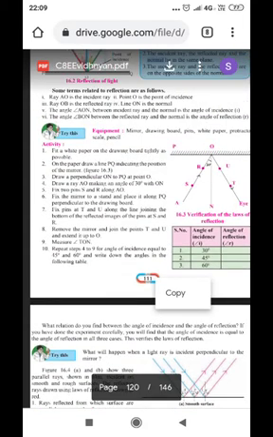Now, some terms related to reflection are as follows. Ray AO is the incident ray, point O is the point of incidence, ray OB is the reflected ray, line ON is the normal. The angle AON between the incident ray and the normal is the angle of incidence i. The angle BON between the reflected ray and the normal is the angle of reflection.